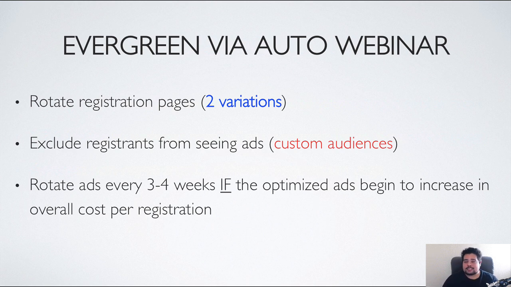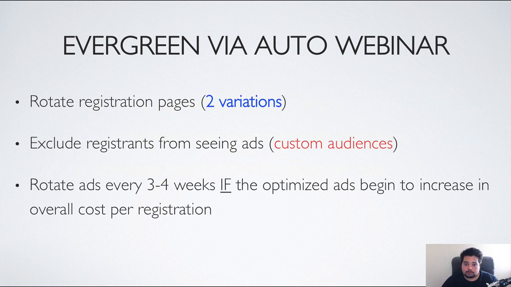They'll at least exclude the registrants from past webinars so that they're not seeing the same ad and/or page over and over, especially if they've already purchased. Definitely exclude. If these are people who are already in your funnel sequence, in your webinar sequence, don't keep showing them ads. No reason to. Just exclude them. And you can rotate these ads every couple of weeks if they're effective.